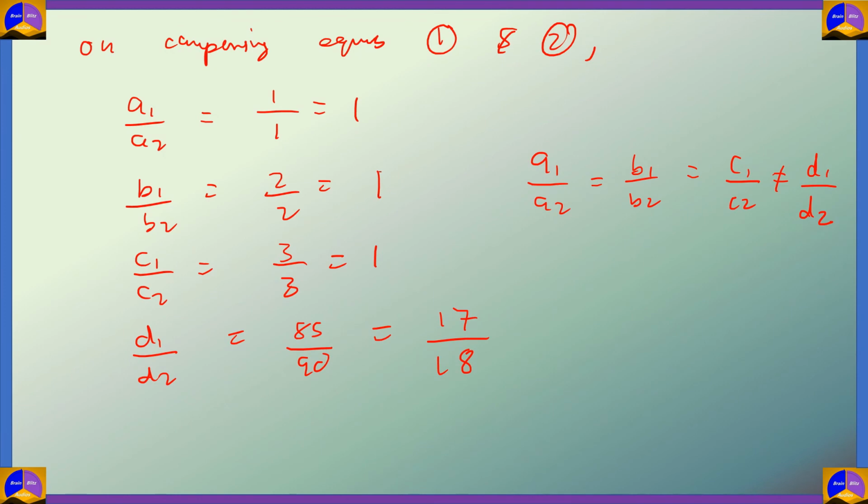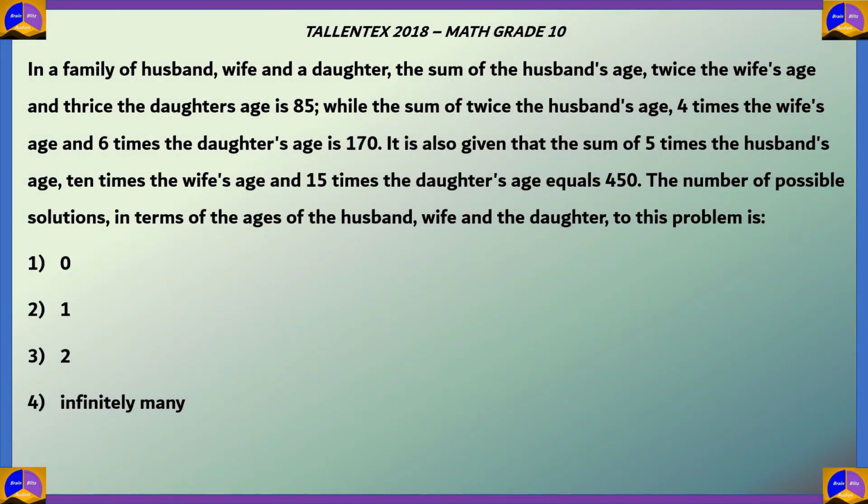So that means the ratio of terms on the left-hand side are equal, but the ratio of terms on the right-hand side is not equal to the ratio of terms on the left. So that means this is the scenario where no solutions exist. So that means the correct answer for this question would be option 1, 0. The number of solutions here are 0.